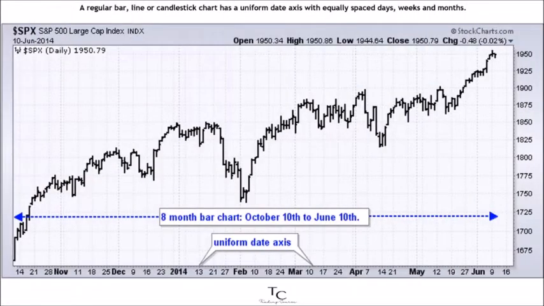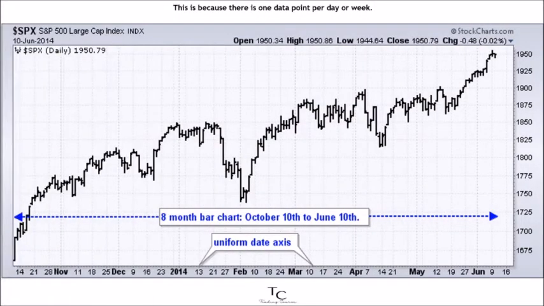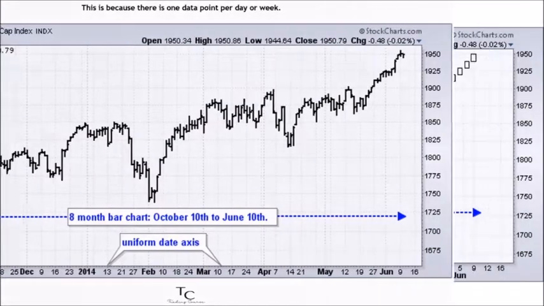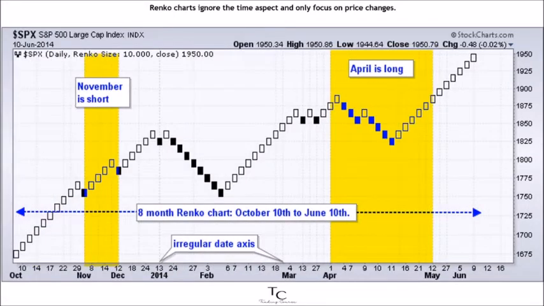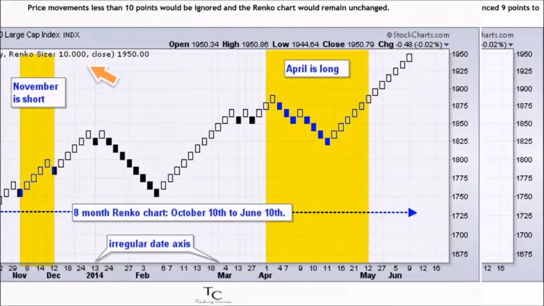A regular bar, line or candlestick chart has a uniform date axis with equally spaced days, weeks and months. This is because there is one data point per day or week. Renko charts ignore the time aspect and only focus on price changes. If the brick value is set at 10 points, a move of 10 points or more is required to draw another brick. Price movements less than 10 points would be ignored and the Renko chart would remain unchanged.